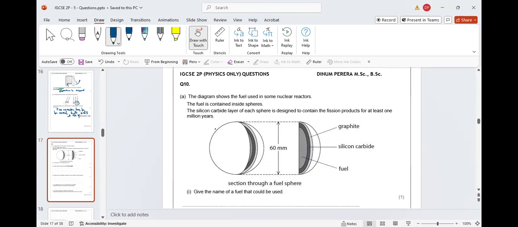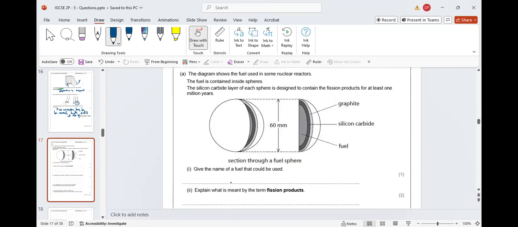Right, so we will move to question number 10 now. The diagram shows the fuel used in some nuclear reactors. The fuel is contained inside spheres. The silicon carbide layer of each sphere is designed to contain fission products for at least 1 million years. Give the name of the fuel that would be used. So what is the fuel? What is the fuel we usually use in the reactors? Uranium. Plutonium is also being used, right?